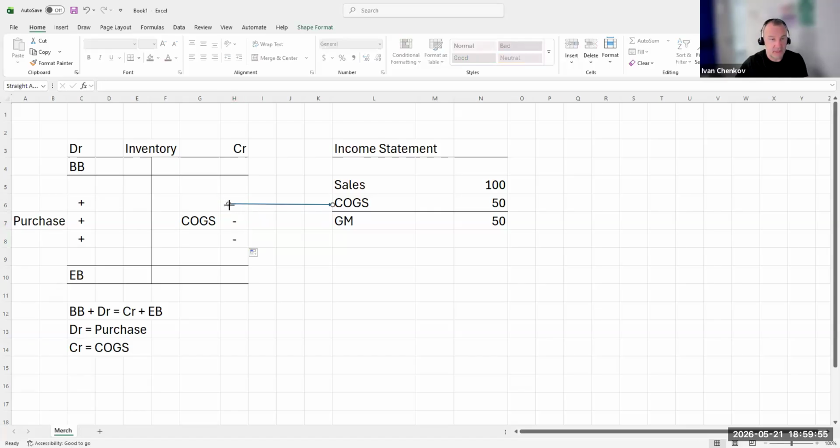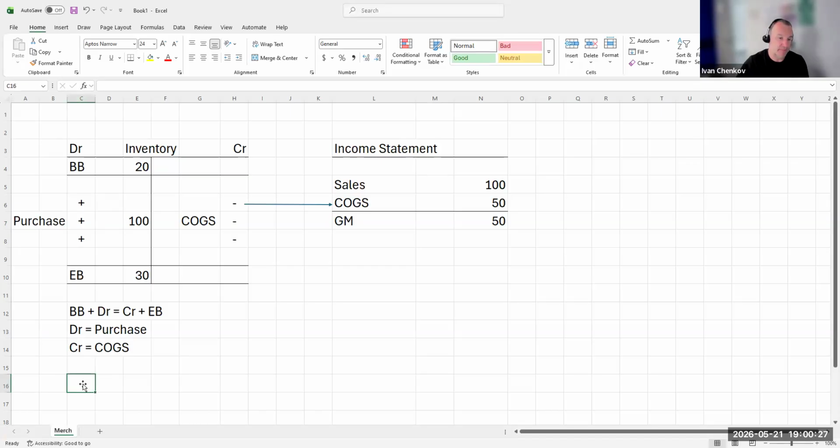That's our objective, to get this cost of goods sold, to see are we going to generate gross margin or not. So if I know my beginning balance, let's say my beginning balance is 20, I know my purchases is 100, and I know my ending balance is 30, is it possible for me to calculate how much will be my cost of goods sold? That's the question.